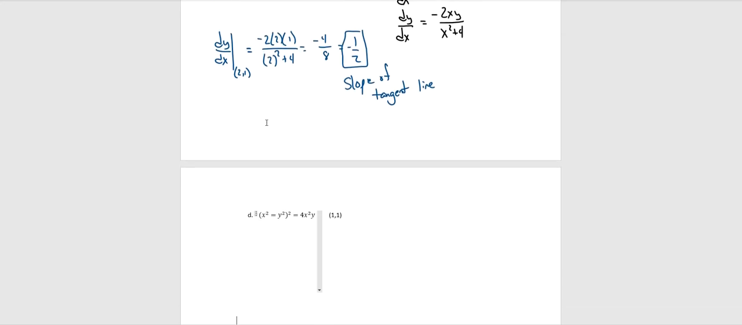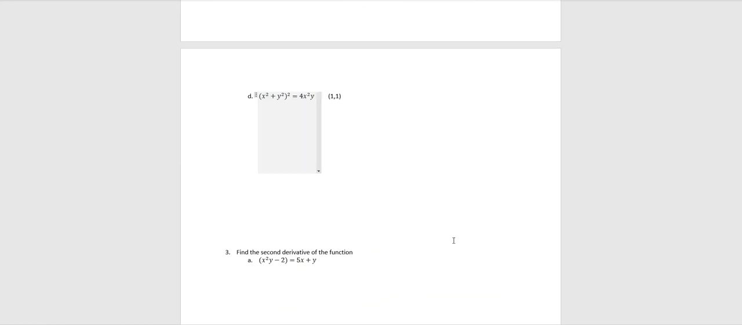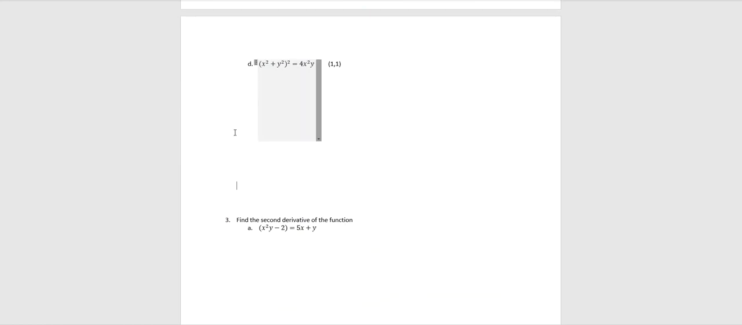One more of finding the... Woohoo! There we go. Just forgot a little shift there. One more, finding the slope of the tangent line using implicit differentiation, and then we'll find a second derivative because those are so much fun. All right, here we go.